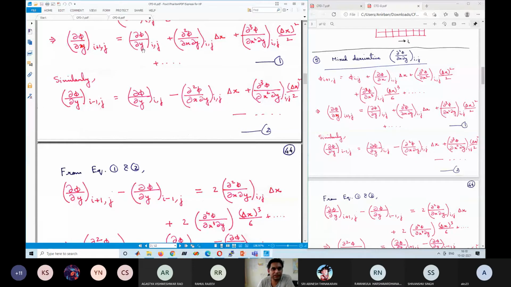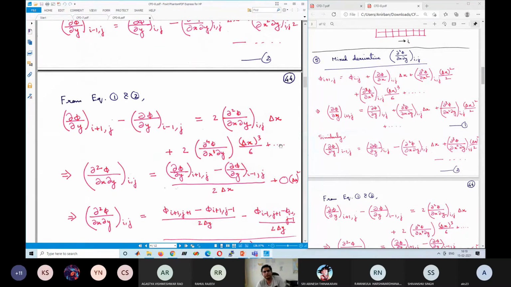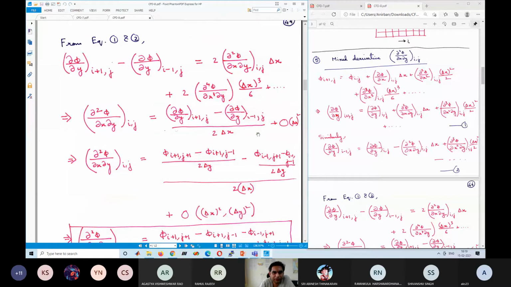Del phi del y at ij gets cancelled. Next term is 2 del square phi del x del y at ij into delta x, these two. Then the third term again gets cancelled because this is positive, this is positive; if you subtract, they cancel each other. Then the fourth term will still remain. It will be twice because one negative is there, so minus minus will become positive. So 2 del to the power 4 phi del x cube del y delta x cube by 6, like this it will continue. We don't want to know the higher order terms because that will be part of the truncation error. Up to this point, we know the order of truncation error.